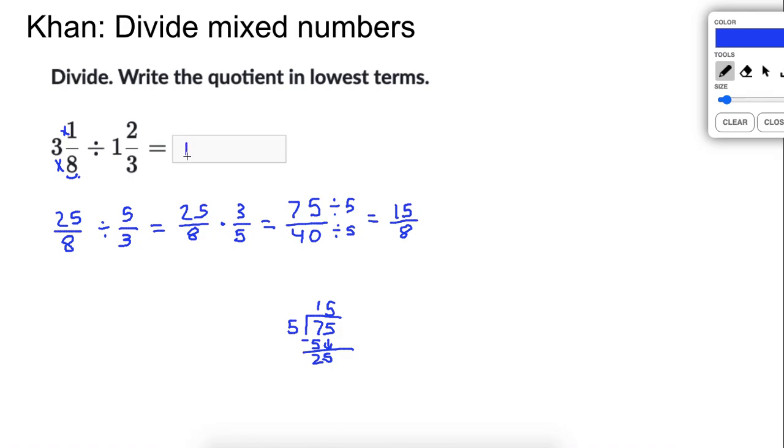But it would accept either one. Although, usually if you start with mixed numbers, Con will accept either one of them. But usually if you start with mixed numbers, you should probably end with a mixed number. So that would be 1 and 7 eighths. But Con will accept either one as long as they're simplified.